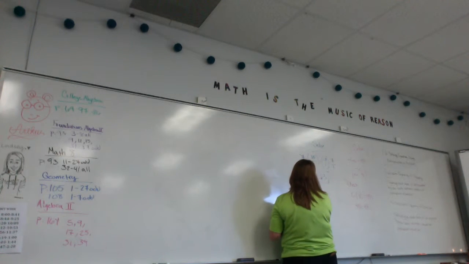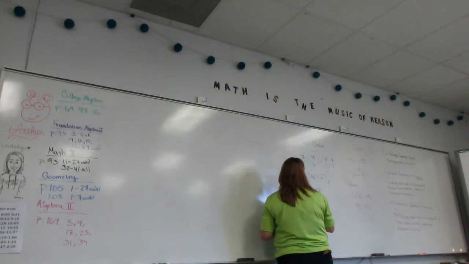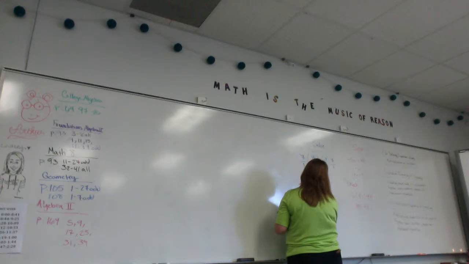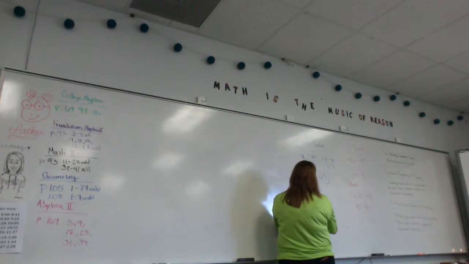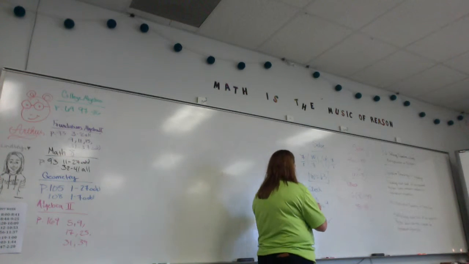Oh, you want me to plug it back in? Is that what you're saying? So if I want to check, then I'm going to say 7 over. Nope, I'm not going to say 7. I lied. I'm going to say 63 over 7 equals 9. 63 divided by 7 is 9, and 9 equals 9. So that's how you check it.